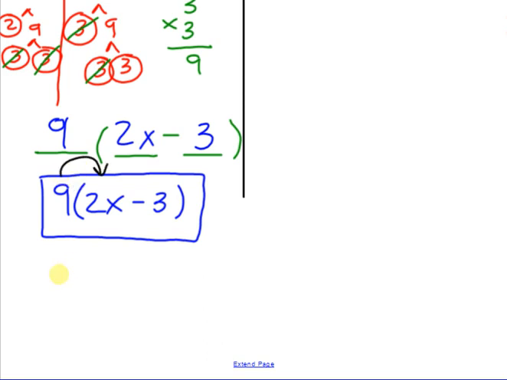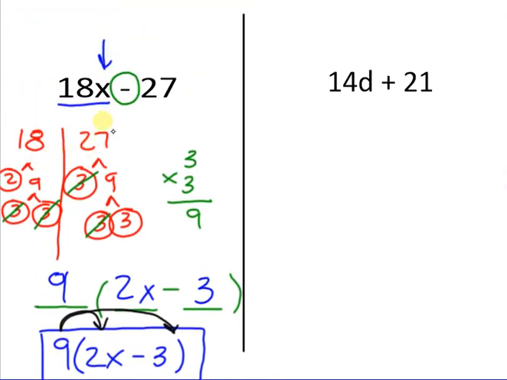9 times 2x is 18x. Bring down my subtraction sign. 9 times 3 is 27. And that matches my original problem right here. Let's try the next one.